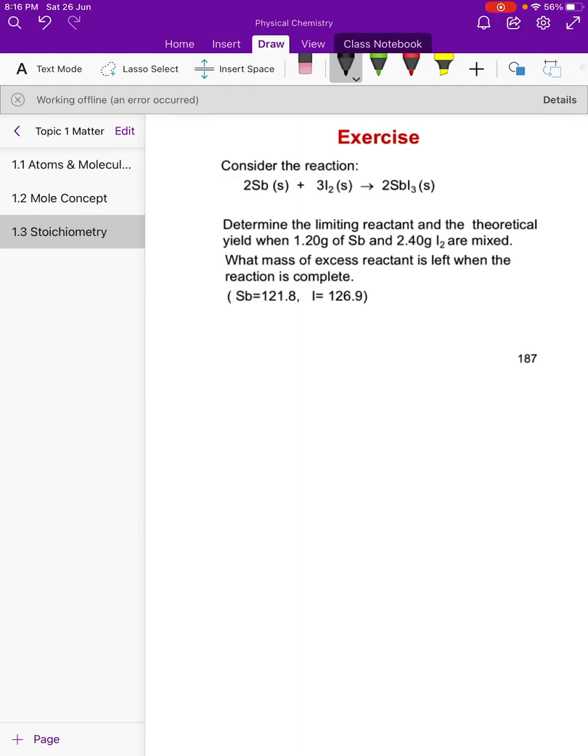Hi dear students, today we are going to see the last part of chapter 1. It's known as limiting reactant, excess reactant and percentage yield. Let's look at the calculation.